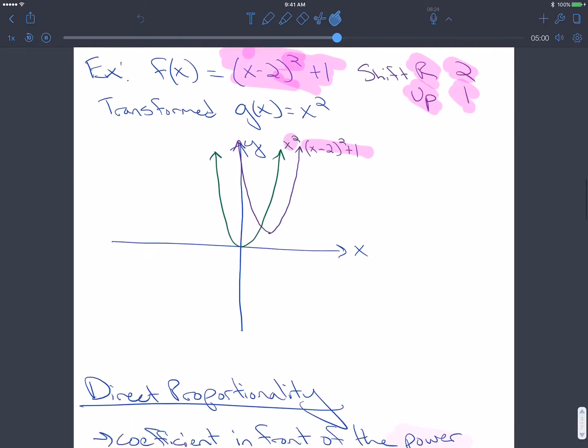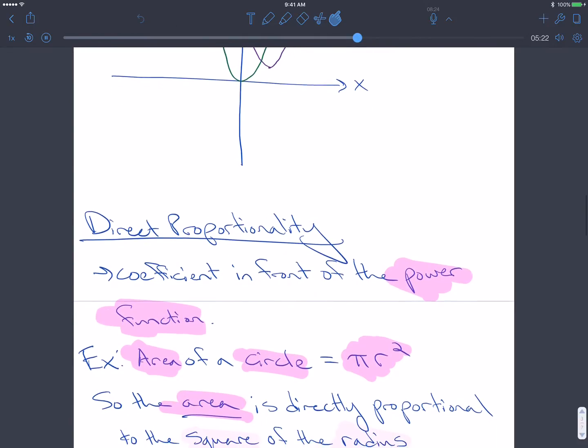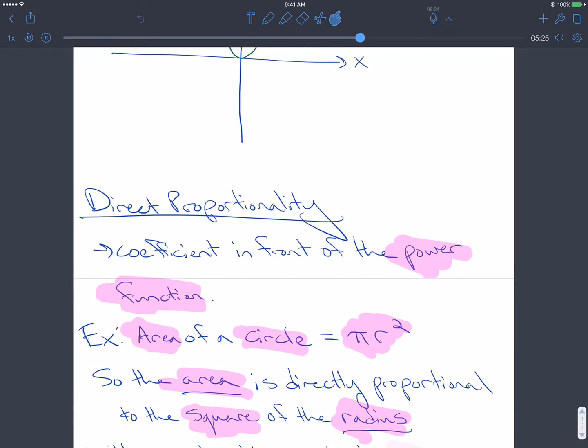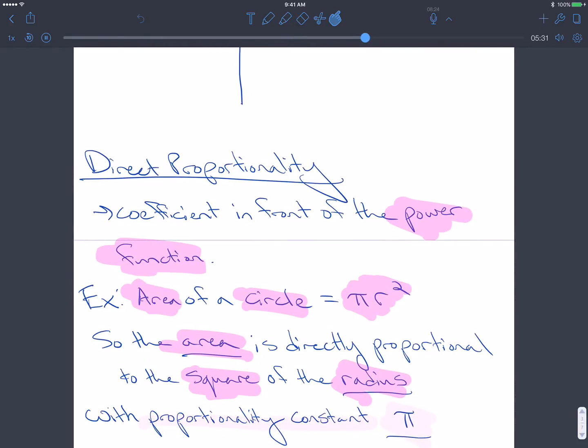Direct proportionality is something that we talked about before, but we only talked about it in the context of directly proportional to x, not in terms of power functions. Again, you can have a direct proportionality with a power function. Your area for a circle, which we talked about quite a bit earlier, A equals pi r squared, the area is directly proportional to the square of the radius. A is proportional to r squared. It's not proportional to r, but it is directly proportional to r squared, and it has a proportionality constant of pi. So the same concept you did before, but now with respect to a power function.